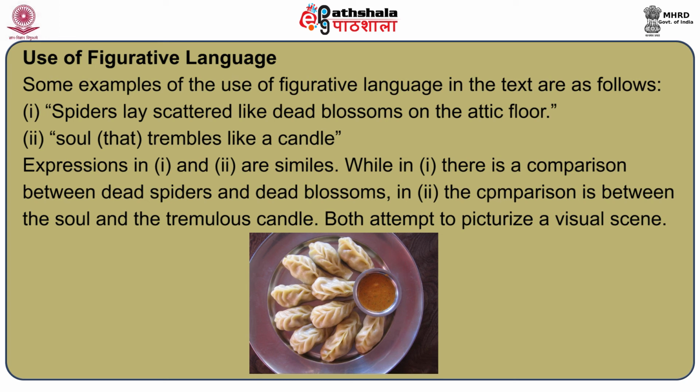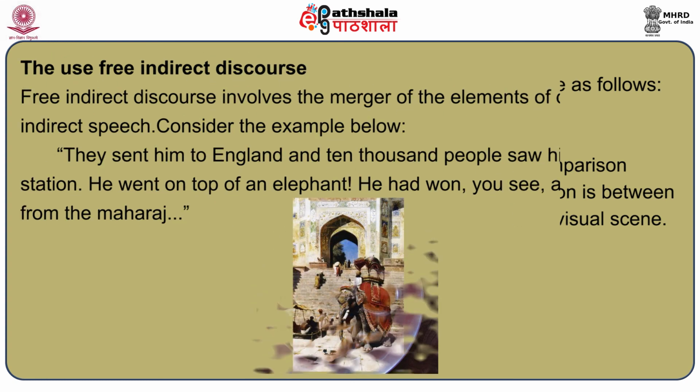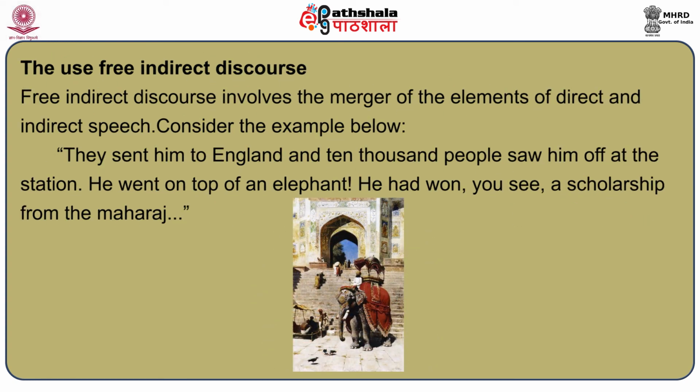So simile is used in the first two examples, while in the first example there is a comparison between dead spiders and dead blossoms. In the second, between the soul and the tremulous candle. The third example has a metaphor where Gyan compares his then beloved Sai to the delicious momo. It's an implicit comparison. In the first two, there are explicit comparisons. We now look at free indirect discourse.